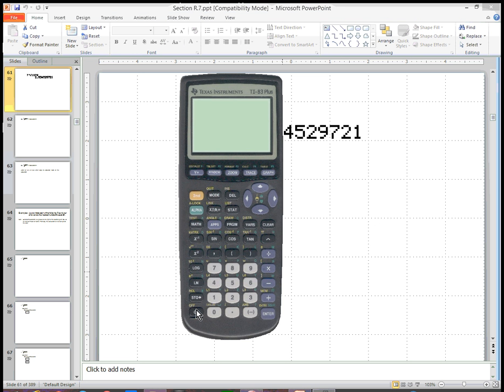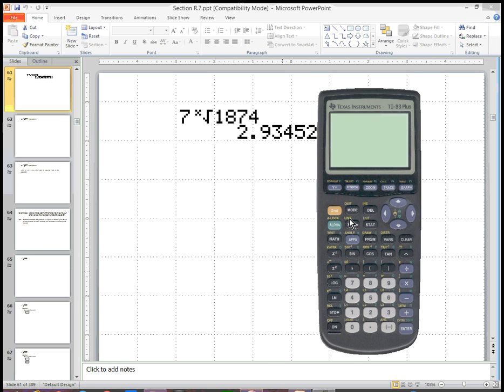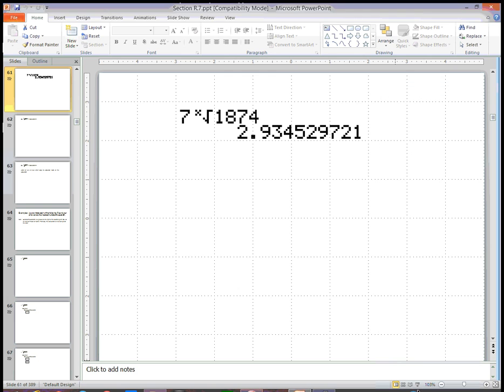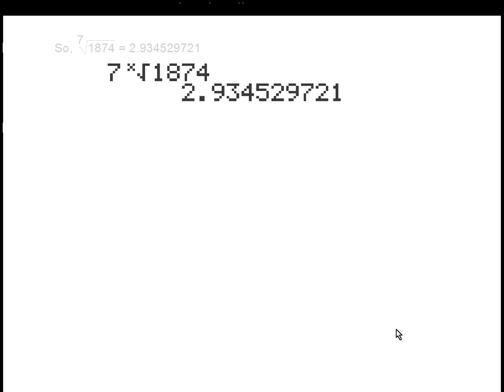If I were to do this on the calculator that we have here, okay, turn it back on. Now remember, we had set our float to 4. So if I do mode, let me put my float back to float, then quit this. So I do 7, math, choice 5, 1, 8, 7, 4, enter. And I get the same thing that is on our screen there. So the 7th root of 1,874 is about 2.934529721.